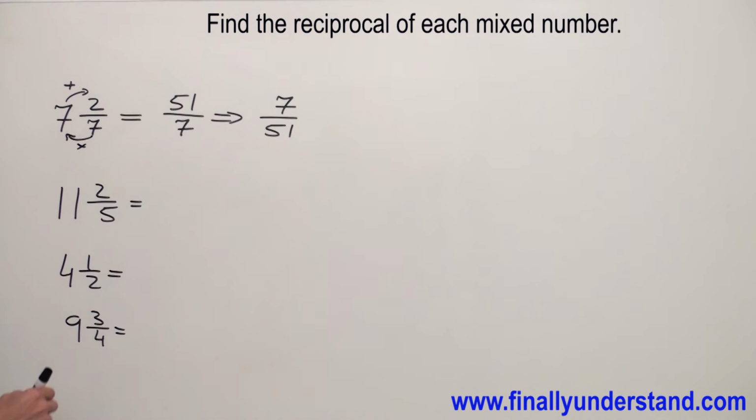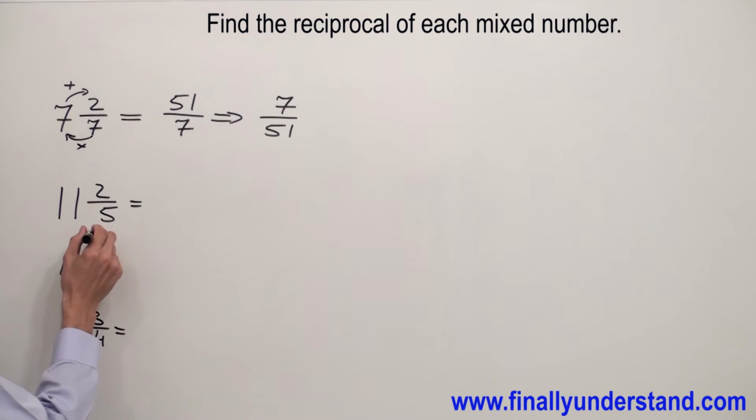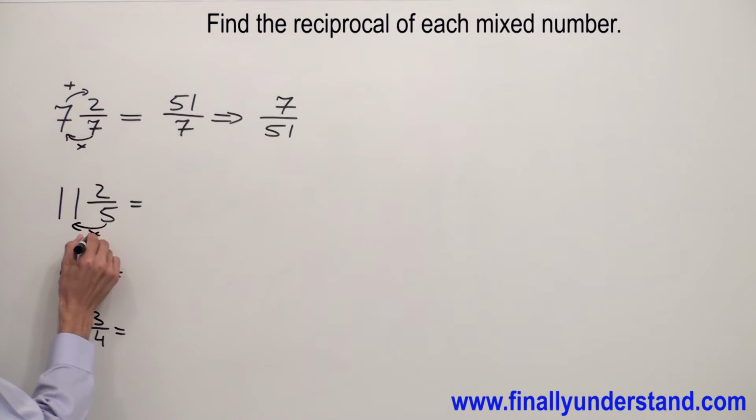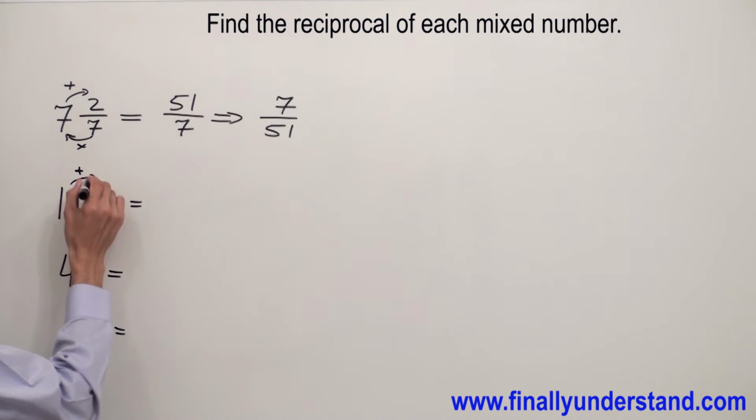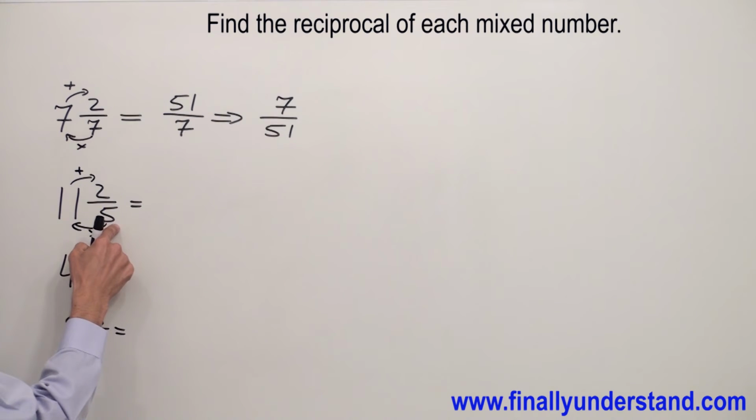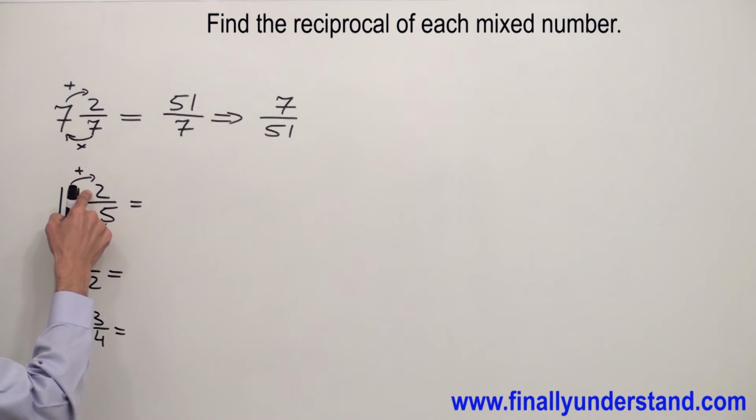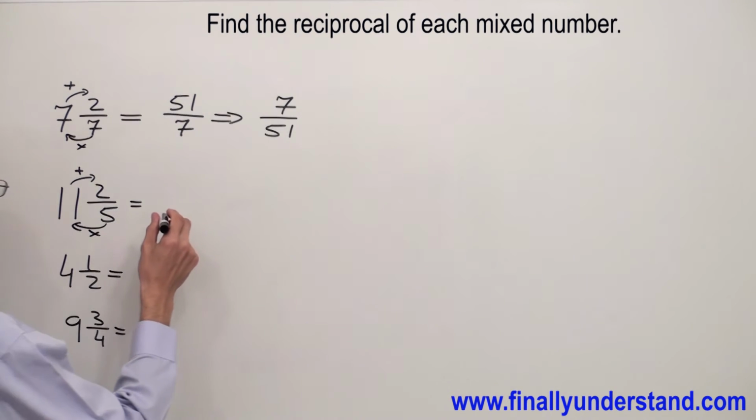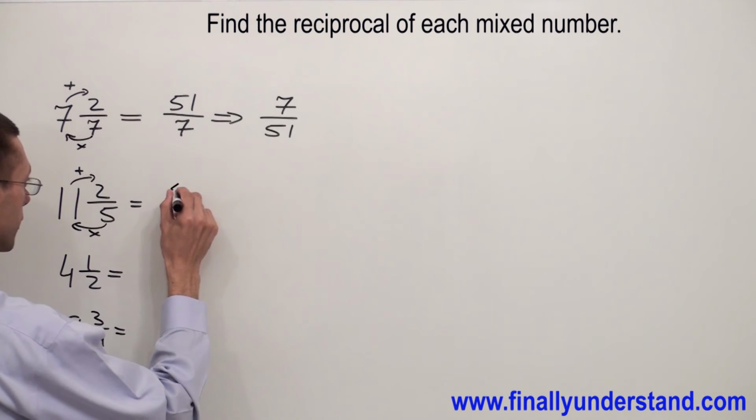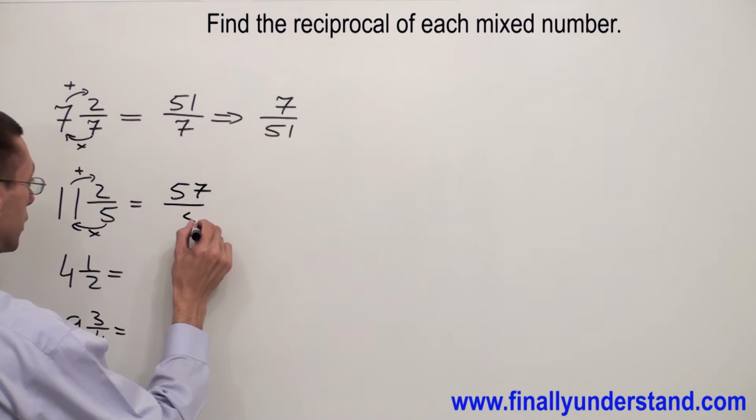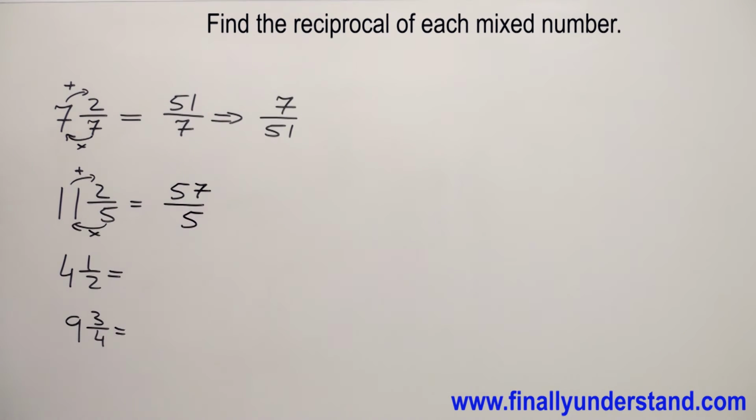Okay, now let's check another one. Again, we have a mixed number. I'm going to multiply 5 times 11, and add to the numerator, which is 2. 5 times 11 is 55, plus 2 is going to give me 57. 57 over 5. Okay, this is the improper fraction.